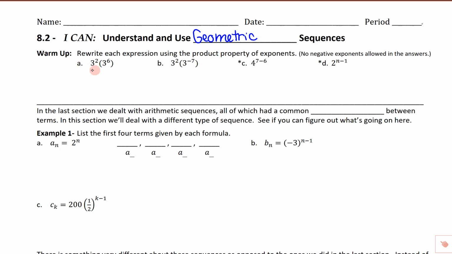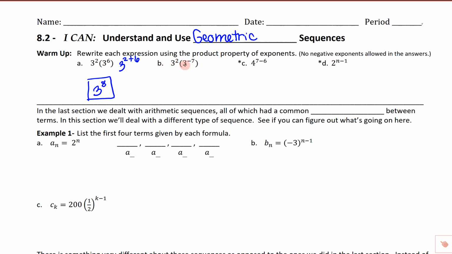So here we have 3 to the second times 3 to the sixth. So the rule is, when we're multiplying, we're going to add our exponents. They have to have the same base. So we're just going to take 2 plus 6. So it is 3 to the 8th. Okay, so when we're multiplying, we add the exponents. They have to have the same base.